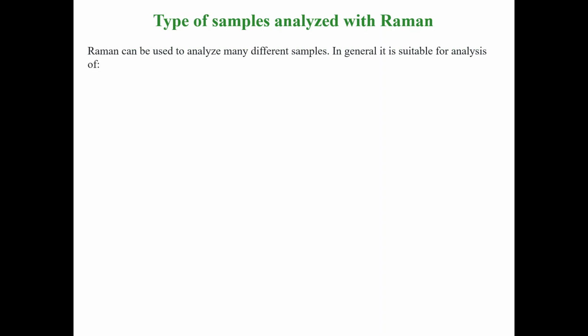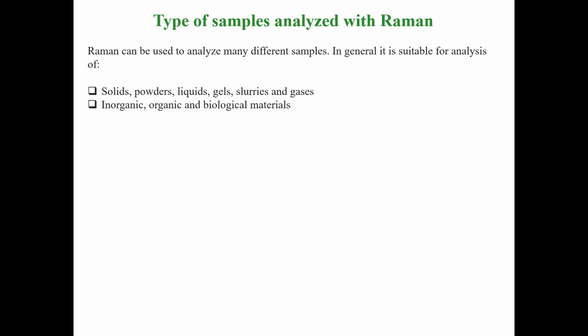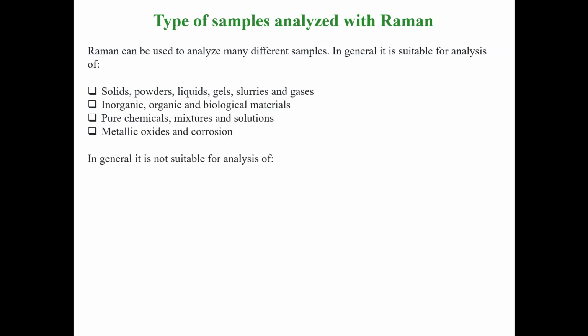Raman can be used to analyze many different samples. In general, it is suitable for the analysis of solids, powders, liquids, gels, slurries, and gases. It can be used to analyze inorganic, organic, and biological materials. It can be used to analyze pure chemicals, mixtures, and solutions, metallic oxides, and corrosion. But remember, the Raman spectroscopy technique is in general not suitable for the analysis of metals and their alloys.